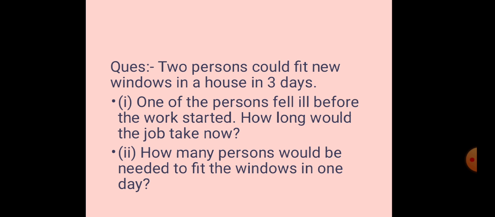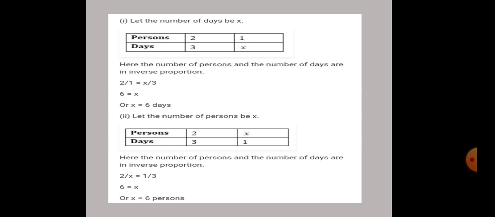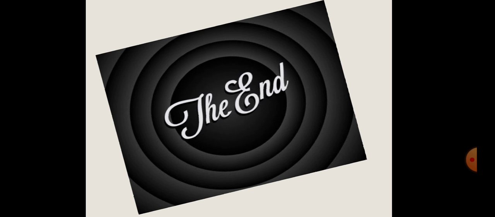Now 1 day I have given and I ask how many persons you need. For the second part, let us see. Let the number of persons be x. So in inverse proportion, 2 multiplied by 3 is equal to 1 multiplied by x. Again, how many persons do they need? 6 persons. I hope you all will understand these questions very nicely.